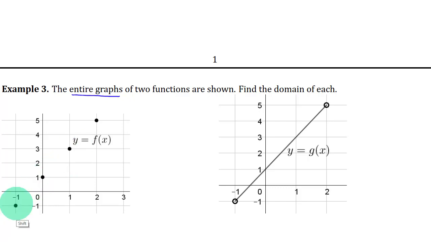So what are the x coordinates that you have? You have one at negative 1 here. You have one at 0. You have a point at x equals 1 and a point at x equals 2. So those values of x are what makes up the domain.